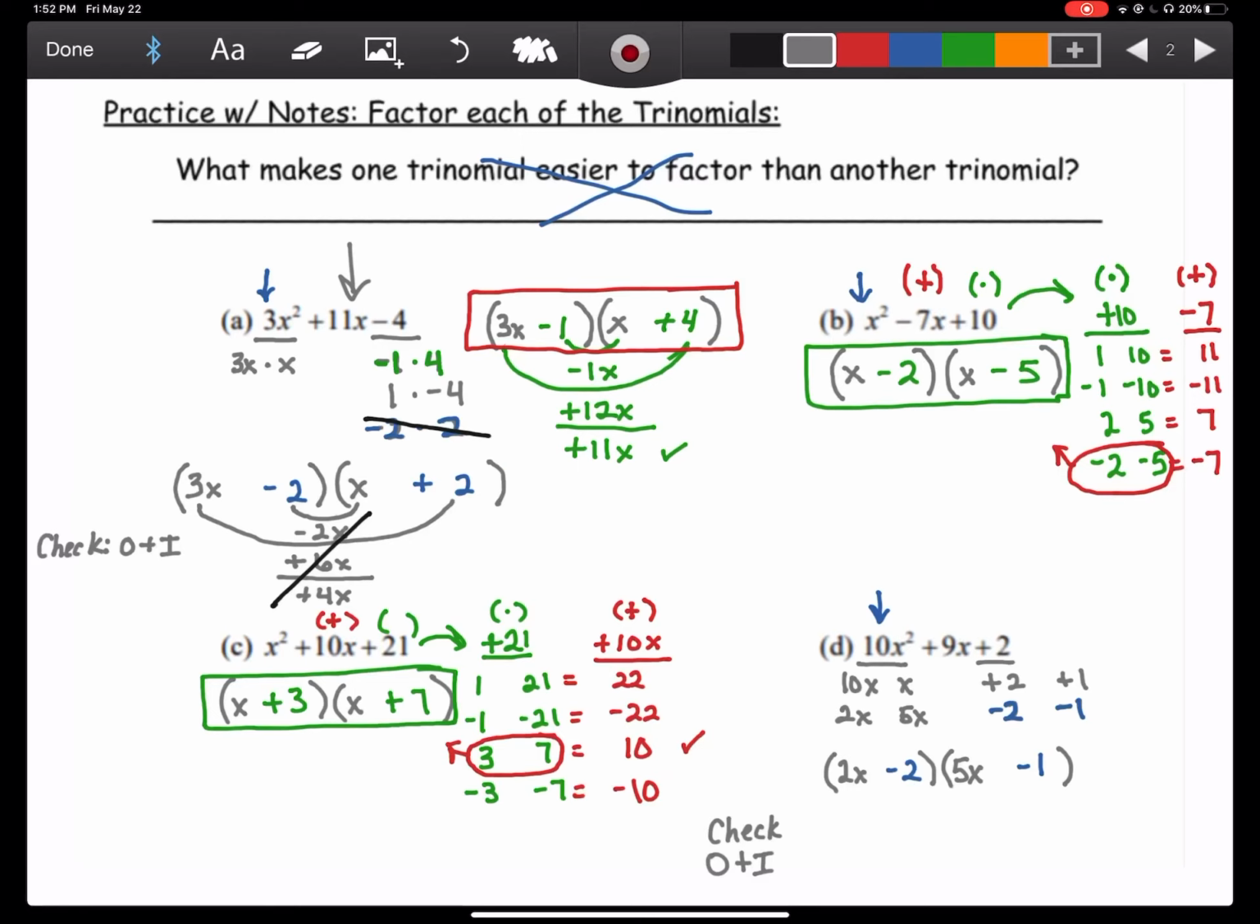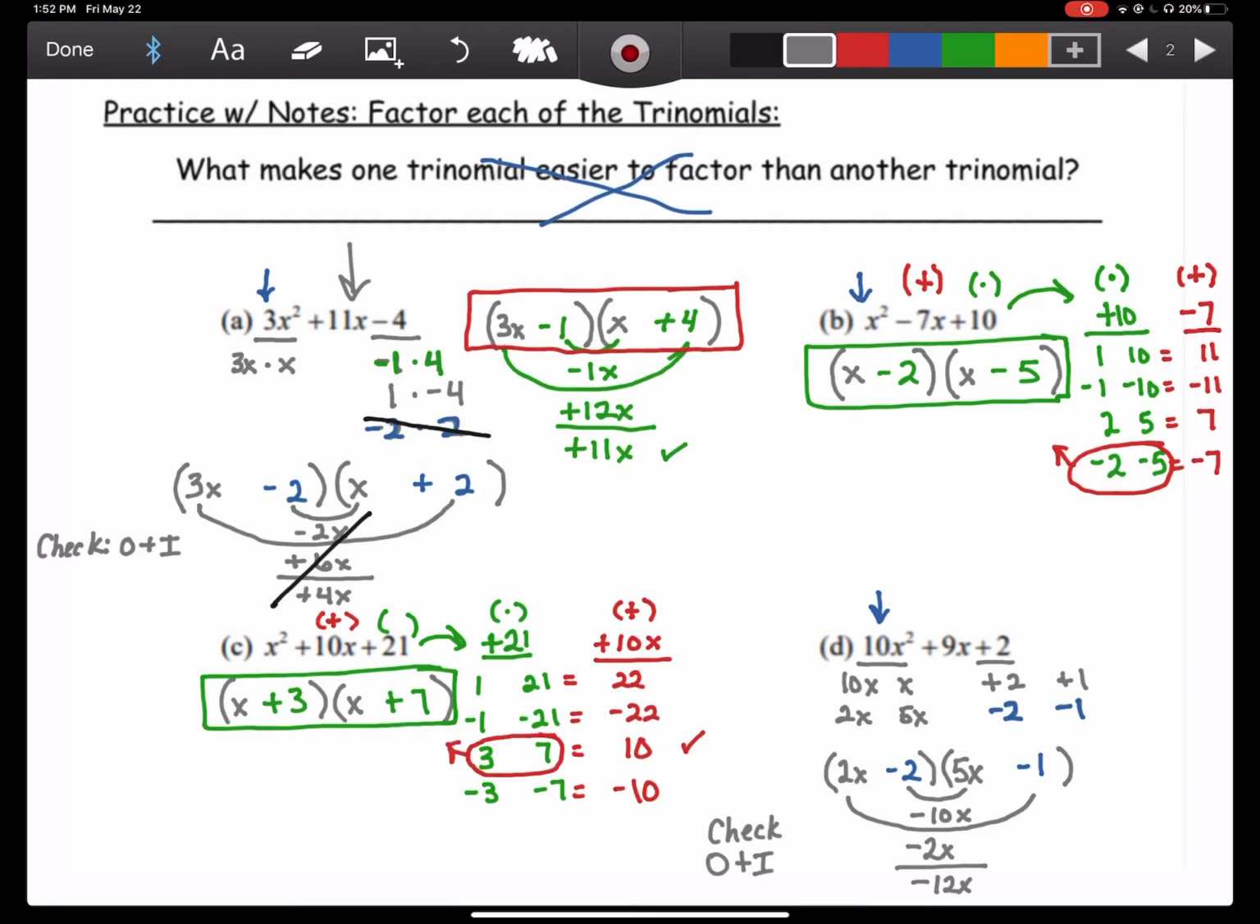So here we go. We're going to check our outer: 2x times negative 1. Well, that gives me negative 2x. Check our inners. That's negative 10x. Unfortunately, this does not equal positive 9. It equals negative 12x, and that's not what we're looking for.